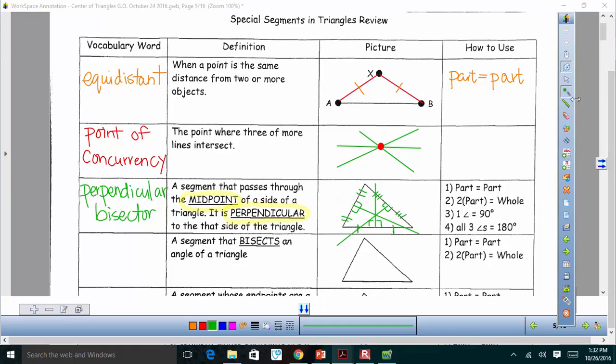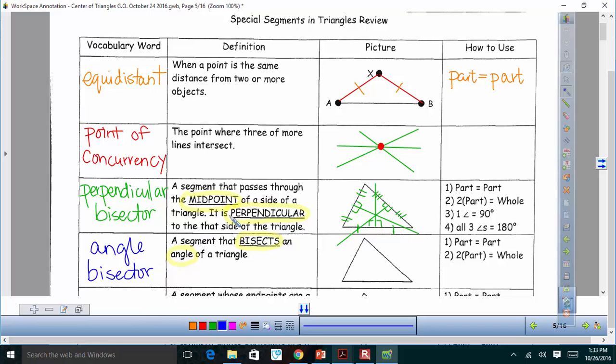Okay, now what is a segment that bisects an angle of a triangle? Angle bisector, very good. So an example of an angle bisector is it starts at the vertice and it comes out to make two equal angles. So our angle, remember, is at the vertice, not where it hits the side. So these two angles would be equal.